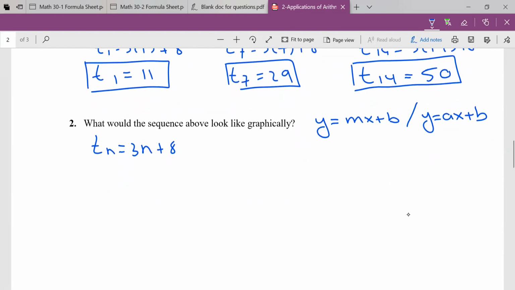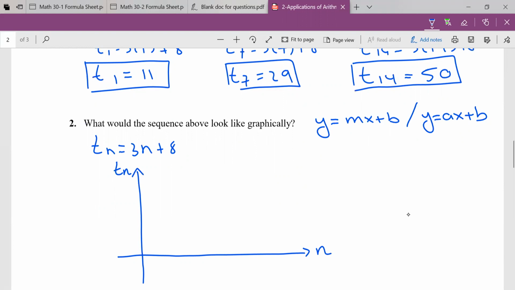So let's draw ourselves a grid. And I'm only going to focus on quadrant 1. Why would I only focus on quadrant 1? Well, because the x-axis is now actually the n-axis. It's the number of terms, right? And we can't have a negative number of terms. The y-axis is now going to be the Tn axis because it's the value of each term.